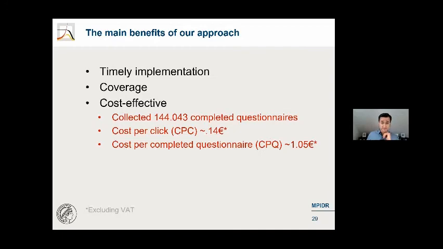Our survey was cost-effective. As I said, we collected roughly 140,000 completed questionnaires, and the cost per click, which is the metric that Facebook uses to create bills for your ad, was 14 euro cents. So that means on average, we paid 14 cents for every click of the participants, not considering how many people had actually seen the ad. Here it's only considered whether people clicked on the ads or not. And considering that not everybody who clicks on the ad actually participates in the survey and completes the questionnaire, the cost per completed questionnaire was roughly 1.05 euro, which is cheaper than comparable surveys that conduct their sampling by other means.